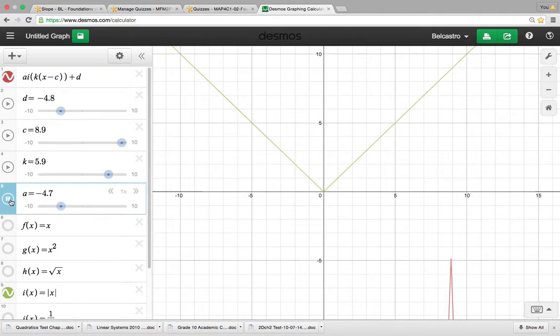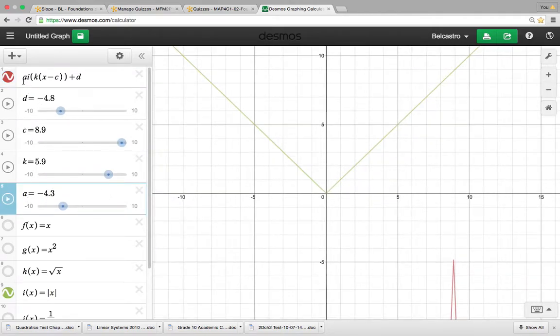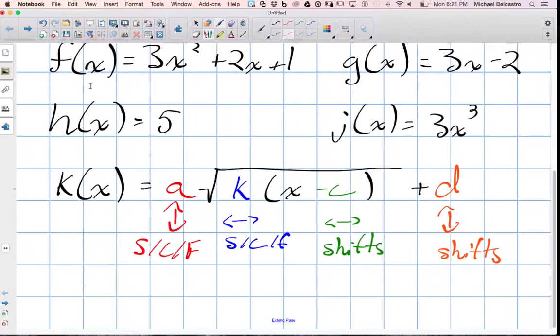So that's the general idea for transforming a function. That's what A, K, C, and D do. They do specific movements of things.